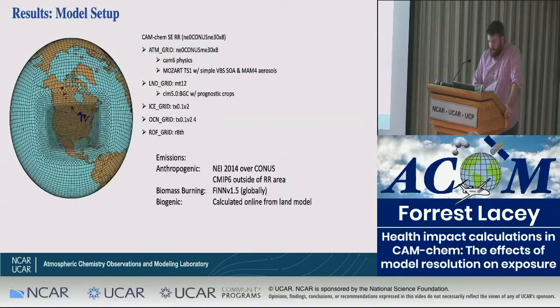And for emissions, we're using anthropogenic emissions from the NEI 2014 inventory. And then outside of the regional refined area, we're using CMIP6. Biomass burning, we're using FINN 1.5 globally, and the biogenic emissions are calculated from the land model.